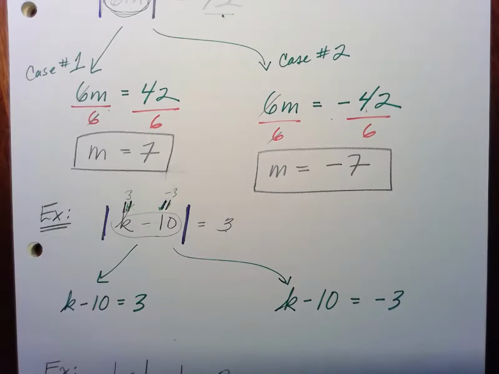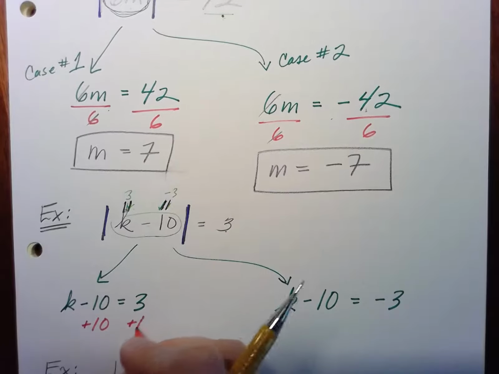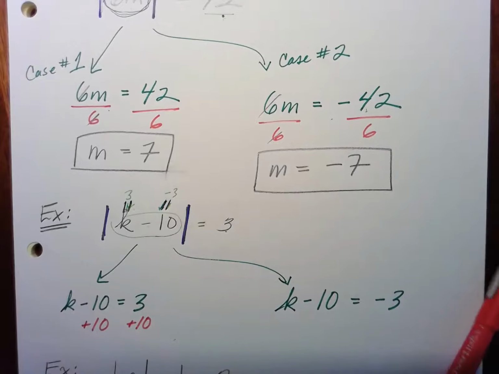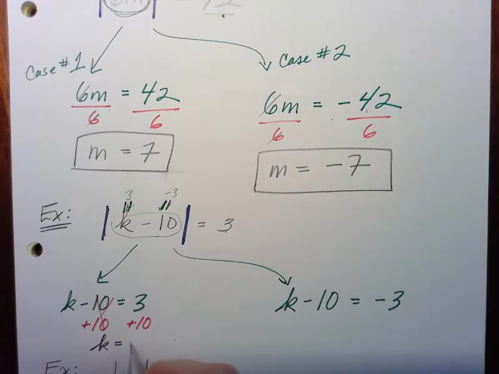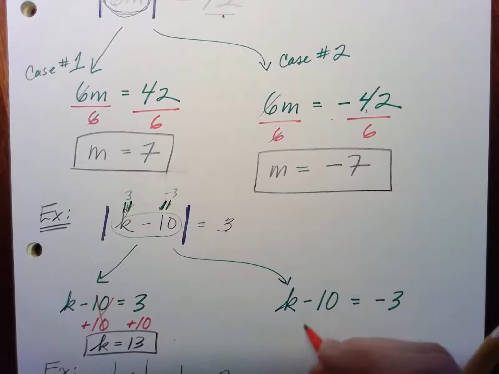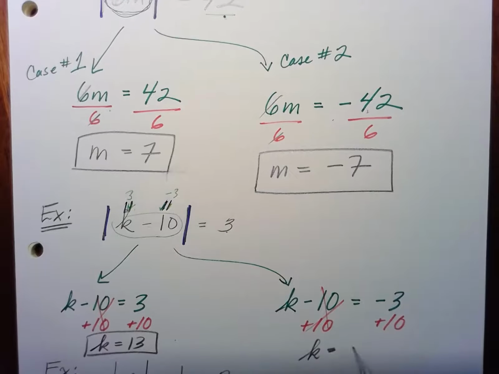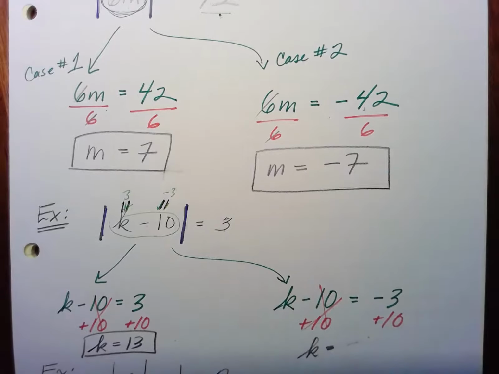So now I'm, of course, going to add 10. Add 10. And here I'm going to get, so those cancel, and so I'm going to get k equals 13. And here, of course, I'm going to add 10, and those cancel, and I get k equals +7.